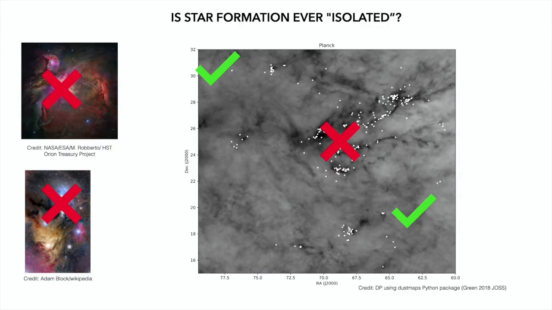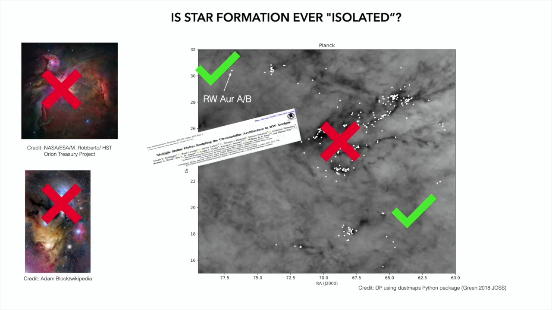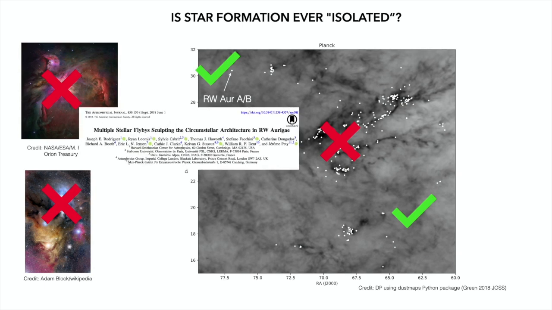And there are two objects I'm going to select here. They're the very isolated things in Taurus. And a couple of people in the group on Friday know what these objects are, so you've done your homework. What are the objects? One of them is RW Aurigae, and the other one is... So here's a recent paper on RW Aurigae.